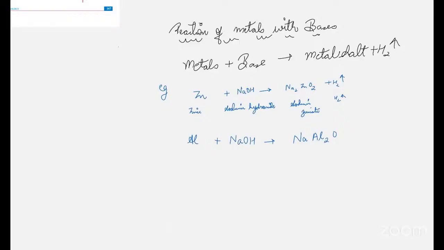NaAlO2. Okay, it is called sodium aluminate, plus H2 gas will release. This is aluminium. This is sodium hydroxide.